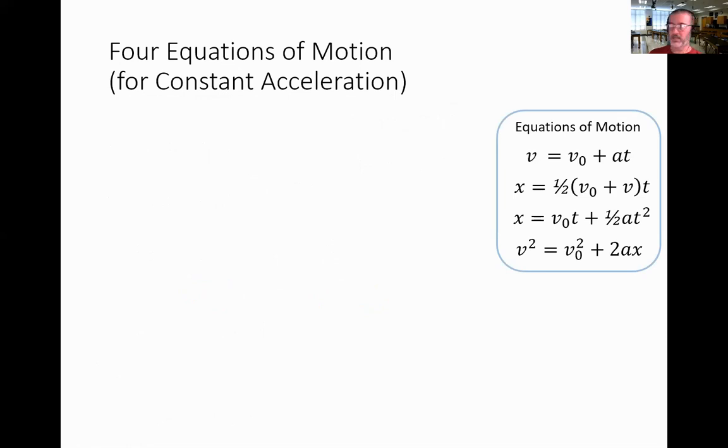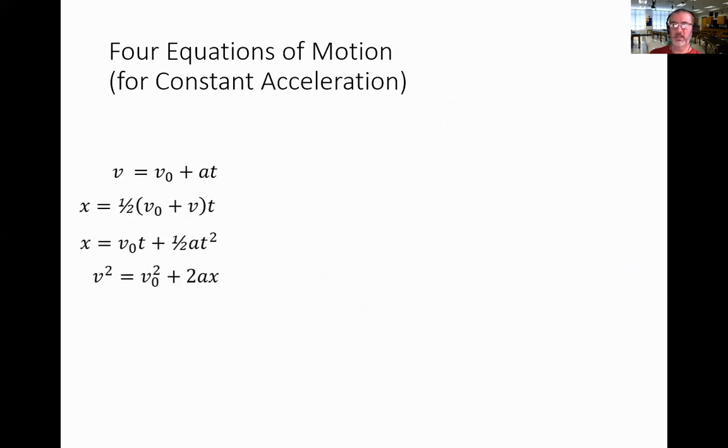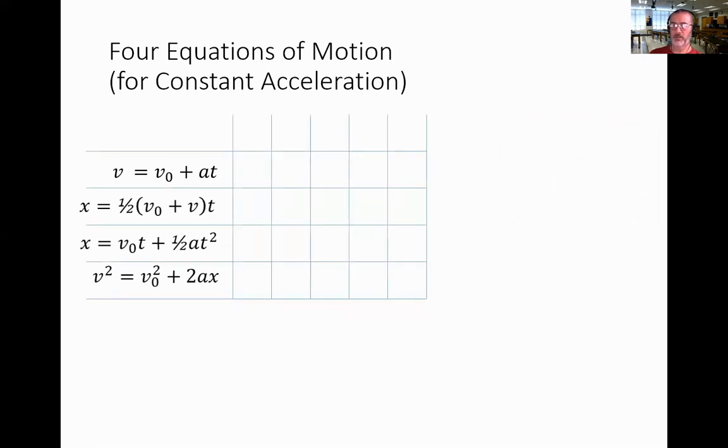What this does for us is, if I take those 4 equations, you'll notice that there are 5 variables that exist within those 4 equations. And those 5 variables are the position, the acceleration, the final velocity, the initial velocity, and time. If I look at the first equation, you'll notice that it does not have a position, but it does have the acceleration, the velocity, the initial velocity, and time.